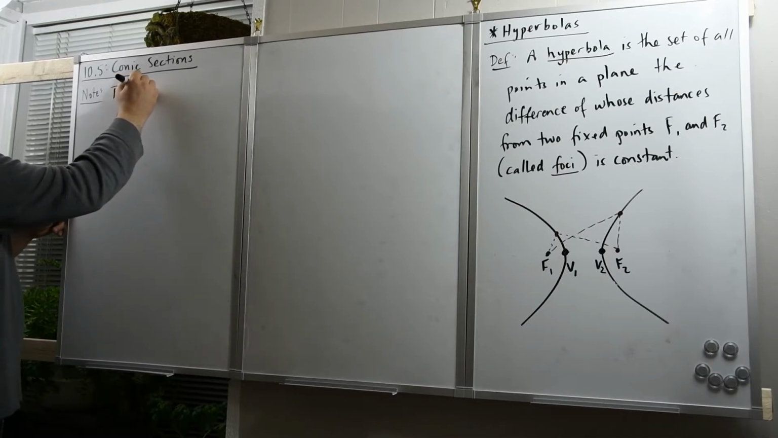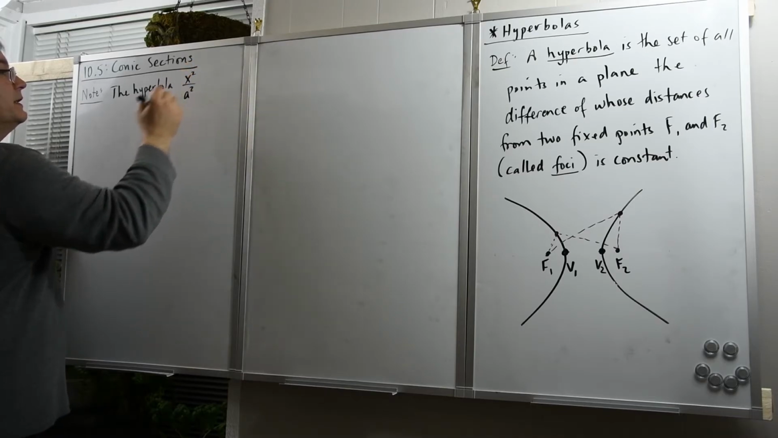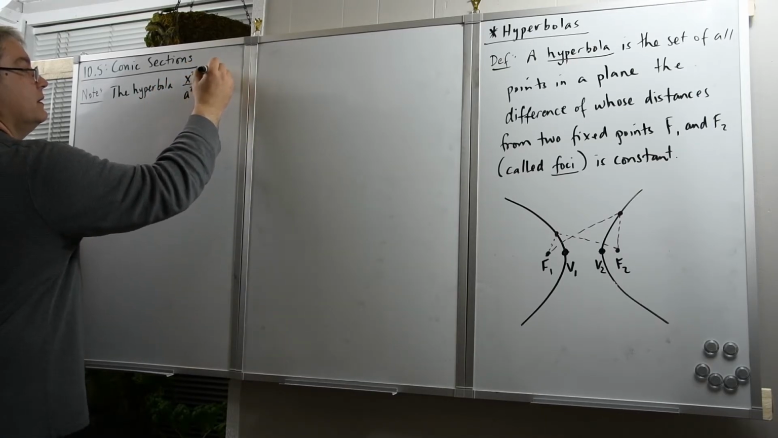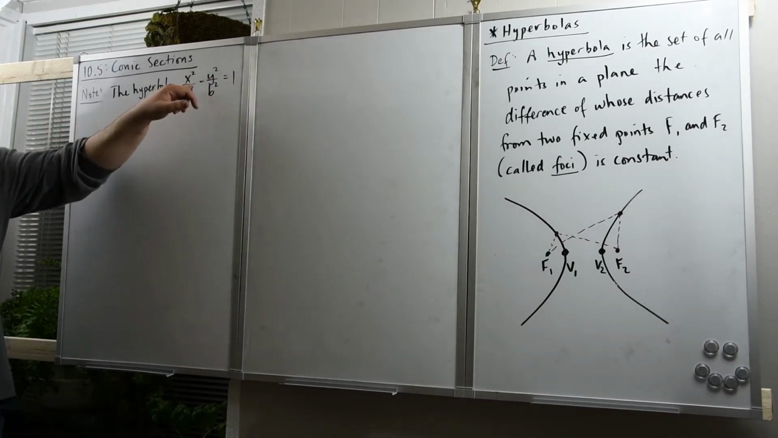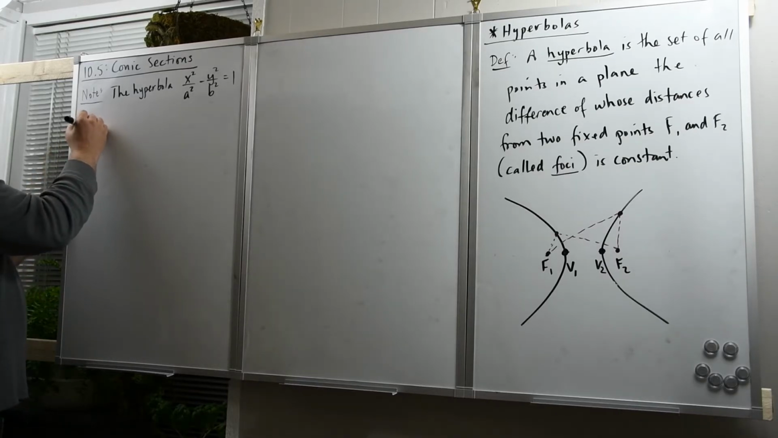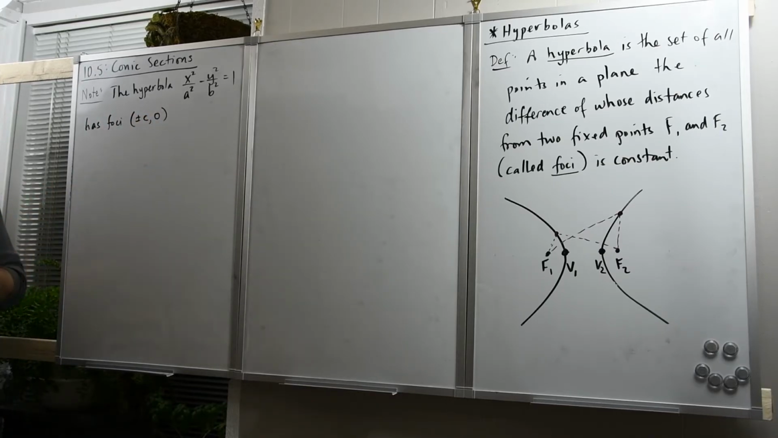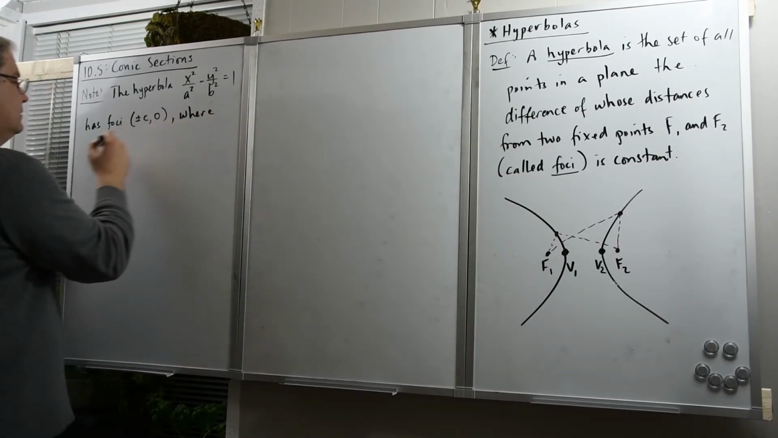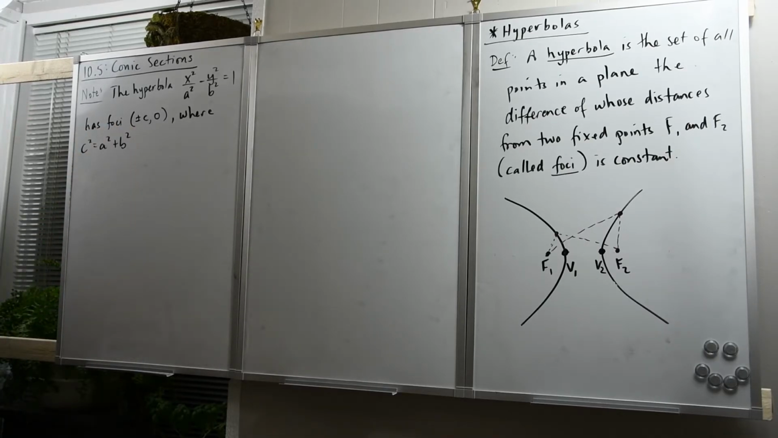The hyperbola we're going to be looking at here is going to have equation x squared over a squared minus y squared over b squared is equal to 1. So the big difference that you're noticing here is a minus here instead of a plus when looking at the hyperbola's standard form equation versus the ellipse's standard form equation. This is going to have foci at plus or minus c comma 0. This time c squared is a squared plus b squared.